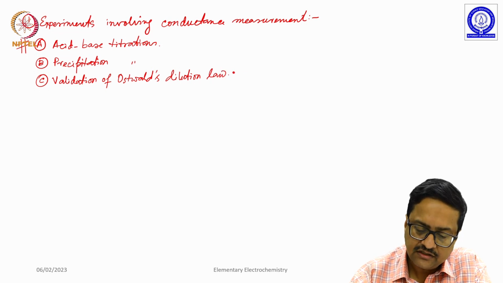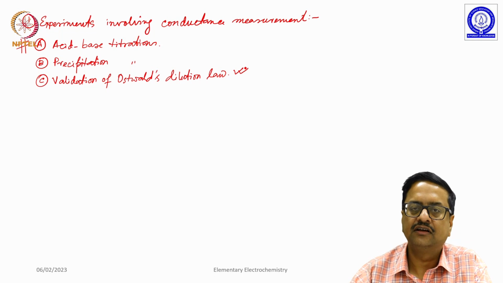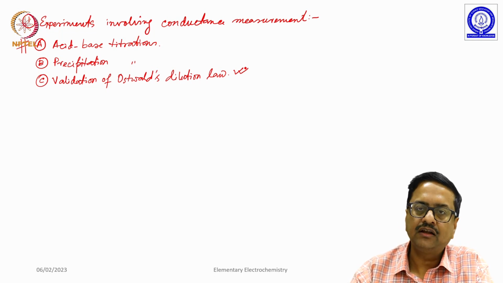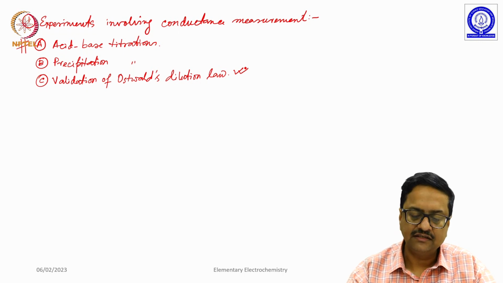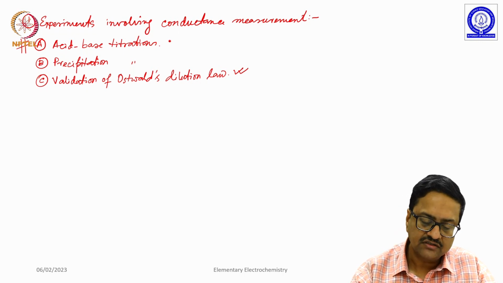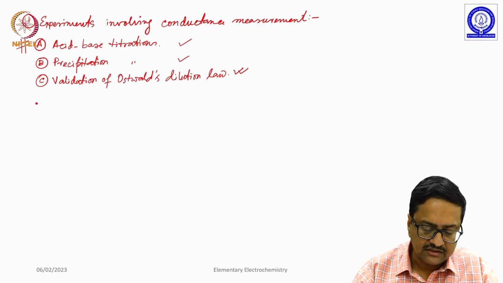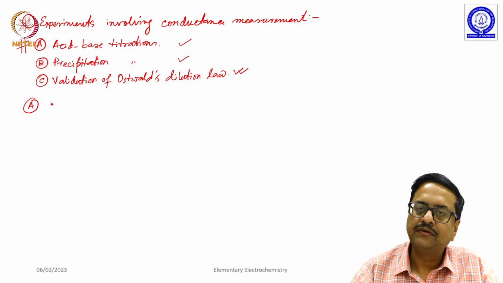We have already discussed this Ostwald dilution law in one of the earlier lectures, so we will not talk about it in this lecture today. We will concentrate on A and B. These acid-base titrations that we are talking about can be of different types.